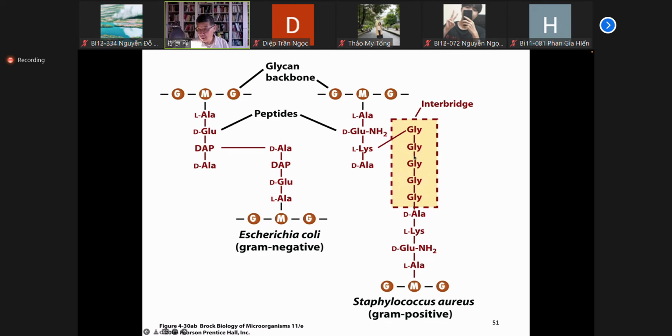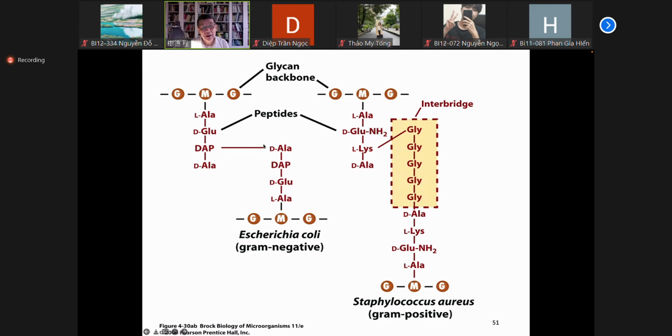Okay, cleaved. So this is a direct linkage between the two short peptides. The other one is indirect because it has an interbridge called the pentaglycine, a bridge of five glycines linking this lysine to this short chain. So there is an interbridge here, but there is no interbridge here.